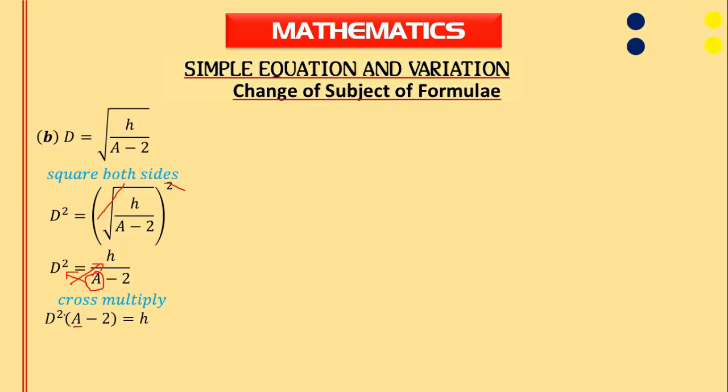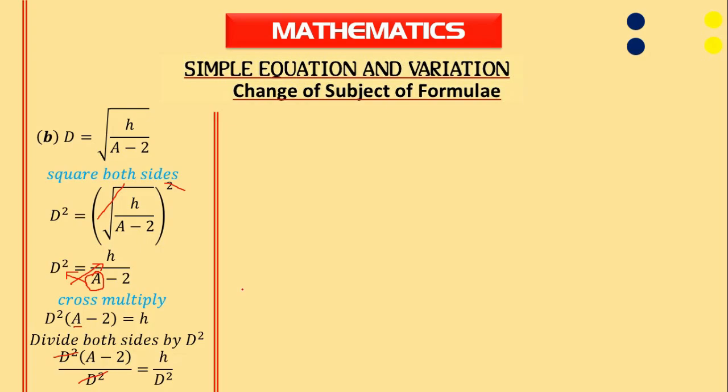Of course, there are two ways to solve this. It's either you expand the bracket, or the other option is to divide both sides by this square. So I'm dividing both sides by this square. It's one of the simplest ways to sort this out. You divide both sides by this square, that means this square cancels this square. So we are left with a minus 2, which will be equal to h over this square.